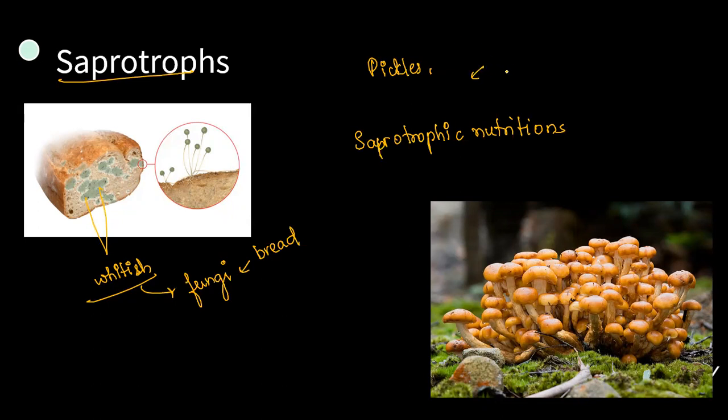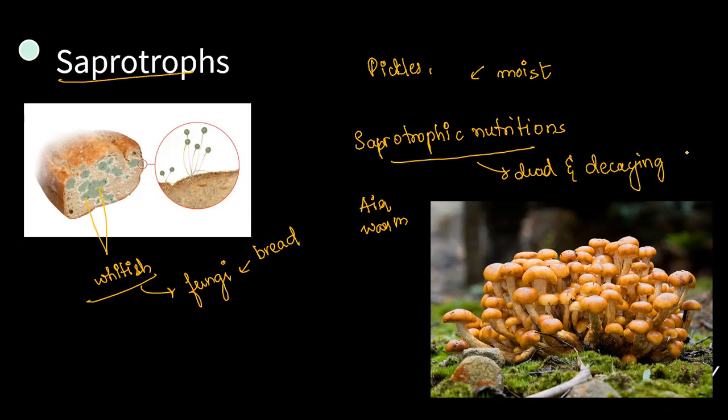Fungi also grow on pickles as well as some leather clothes and other articles. Whenever we keep it in some moist kind of atmosphere, this is basically going to form. The fungal spores are also present in the air, and when they land on these wet as well as warm things, they are going to germinate and grow. So this is basically all about the saprotrophic mode of nutrition, where they depend on the dead and decaying organisms for their food.